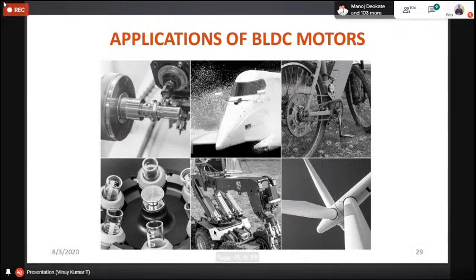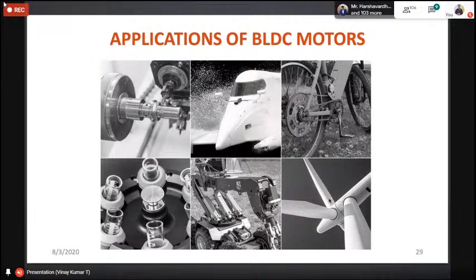These are all the applications of BLDC motors: generally machine tools application, aerospace application, electric bicycle application, medical companies, robotic application. Next, wind generators.